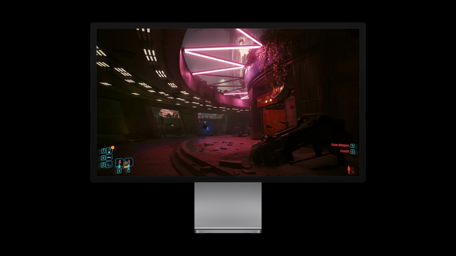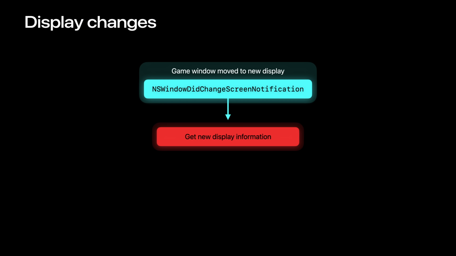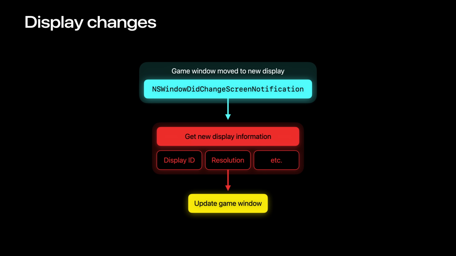Now, not only can the display settings change, the player may move the game to a completely new display too. After receiving a window did change screen notification, we collect details about the new display. This includes, for example, the display ID, resolution, mirror mode, and screen name. Based on this, we know if and how to update our game window.